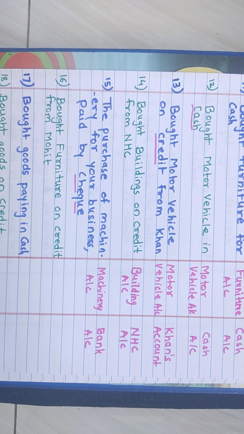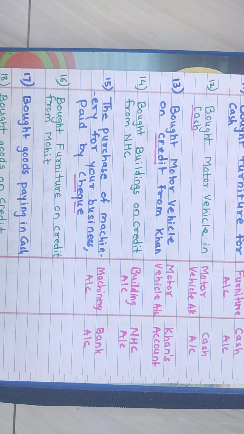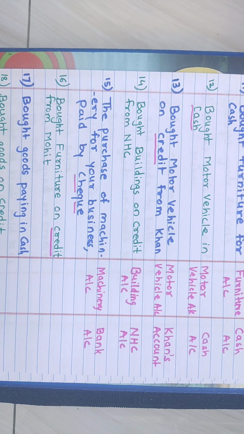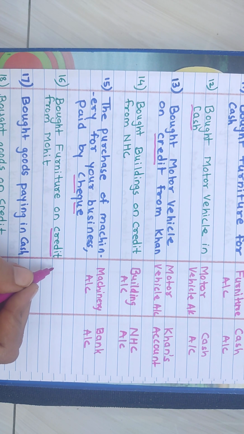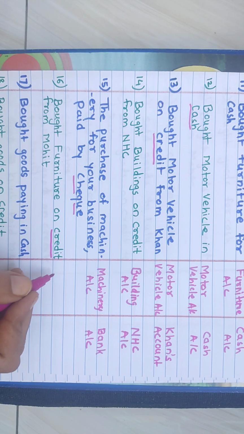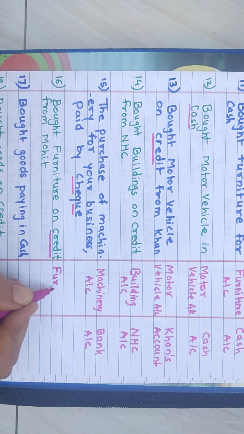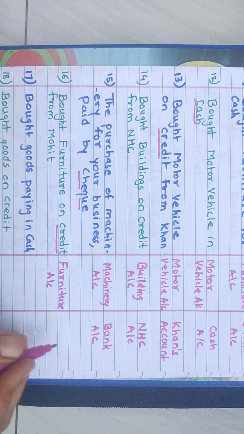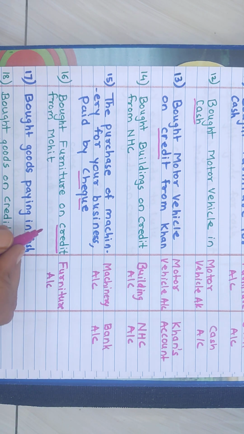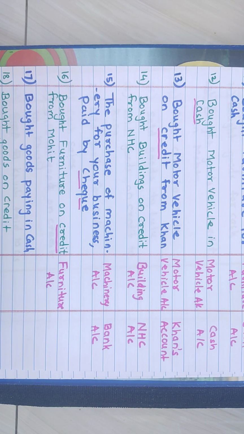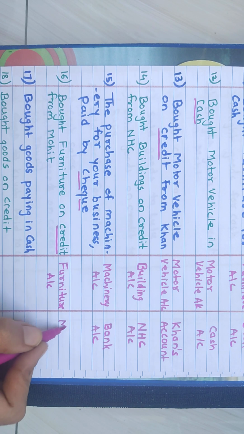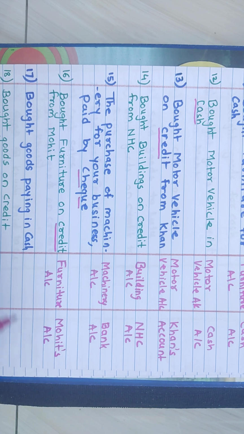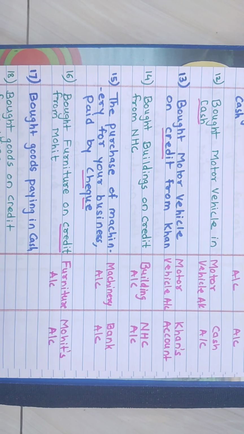Now turning to the next, bought furniture on credit from Mohit. See, you have to read very carefully whether it is a cash transaction or a credit transaction. So here it is purchase on credit. What purchase? Furniture. So furniture account will be debited, and see, if it is on cash, cash goes out, so cash we have to give credit, but here it is given on credit, so you have to write down the name of the person from whom it is purchased. So it is Mohit. So furniture account is debited and Mohit's account is credited.